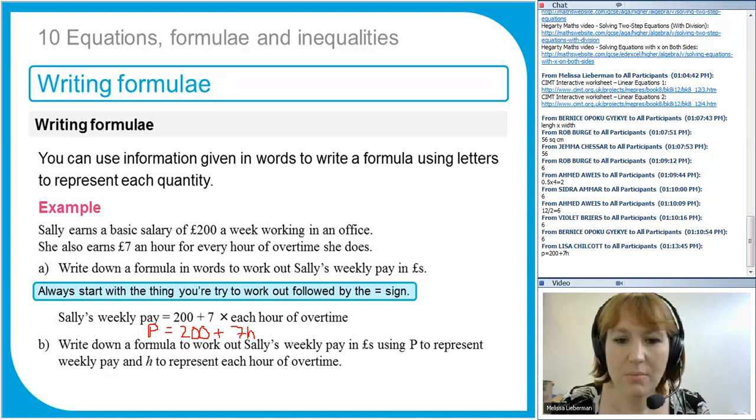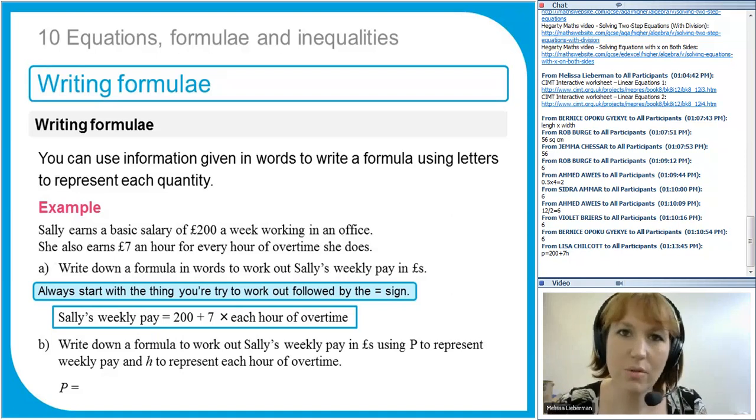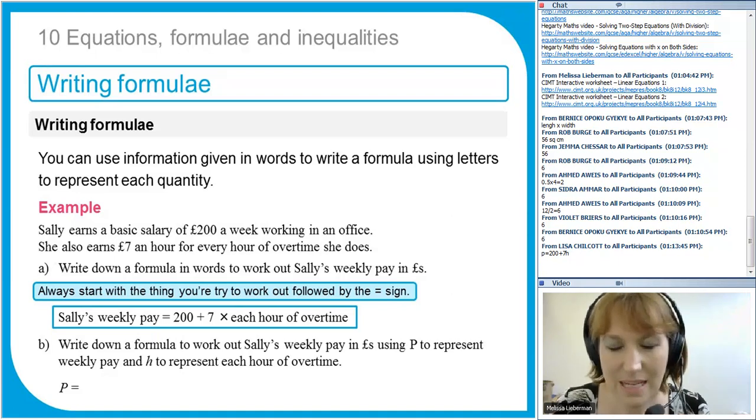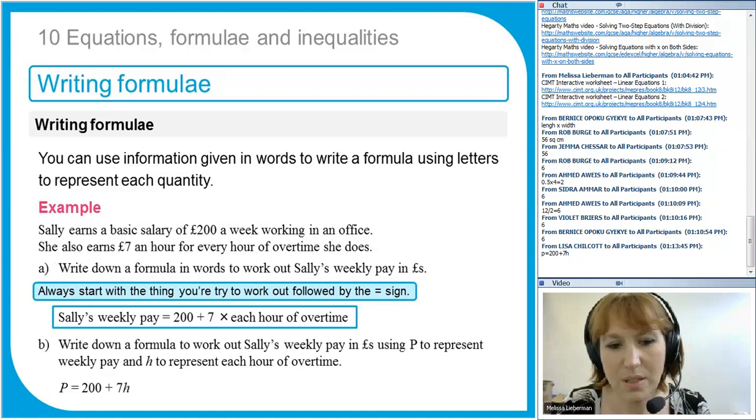And then once you've got that formula, you might be asked how much would she earn if she does 10 hours of overtime, and then you'll be able to work that out. You'll be able to substitute 10 into the formula and put it in place of H. 7 times 10, and then add on to 200, and that will give you the answer. Okay, there we go. And you might be asked something the other way around. You might be told in a particular week she earns this amount. How many hours of overtime did she do? In which case you'll need to put P, the value that you were given for her total pay, into the formula and then solve the resulting equation to find H.